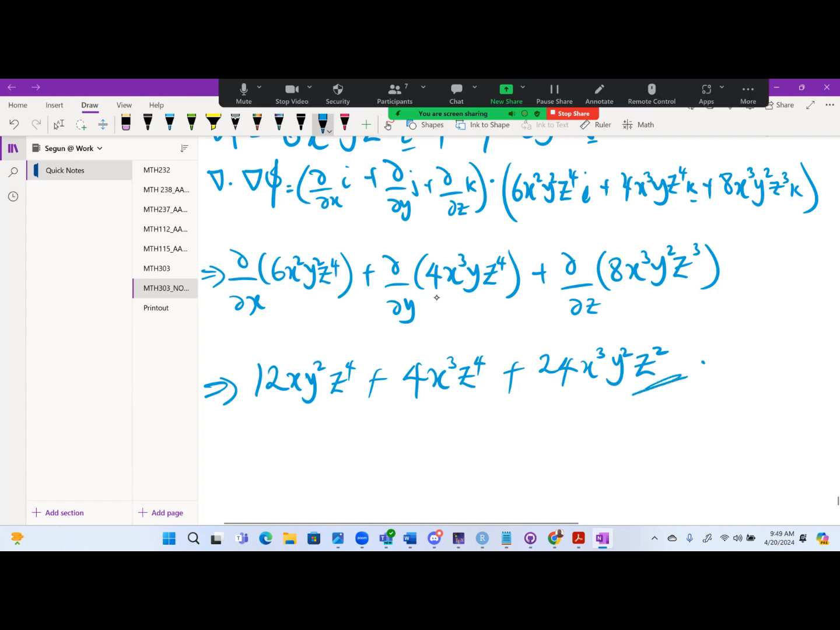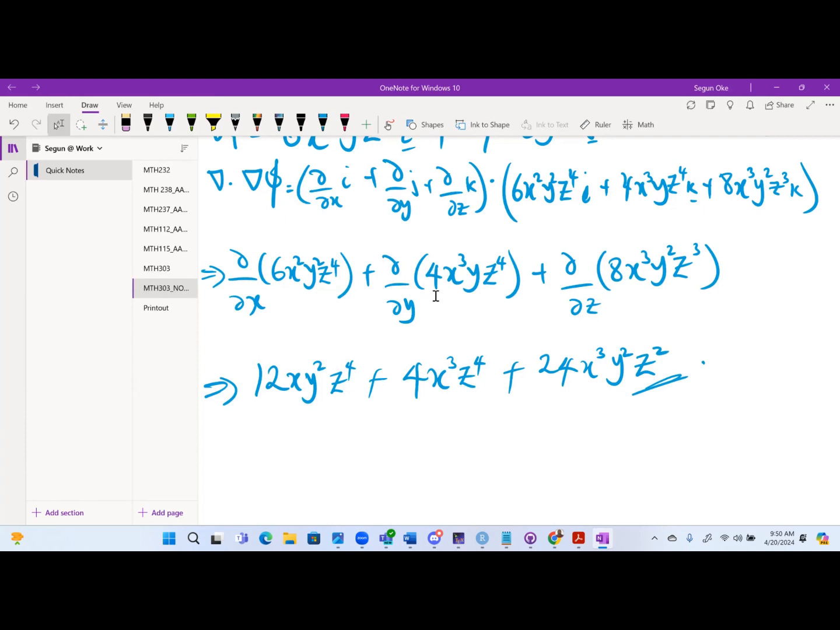If you are able to establish it, it simply means you are good to go. So we are asked to prove certain things. How do we prove it? B. The B aspect said, show that del dot del phi is equal to del squared phi.